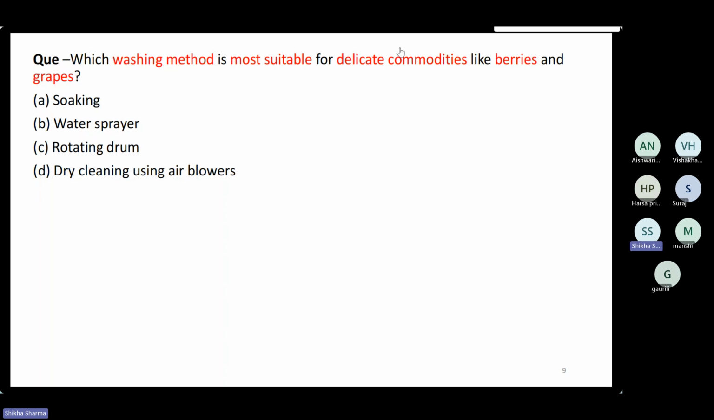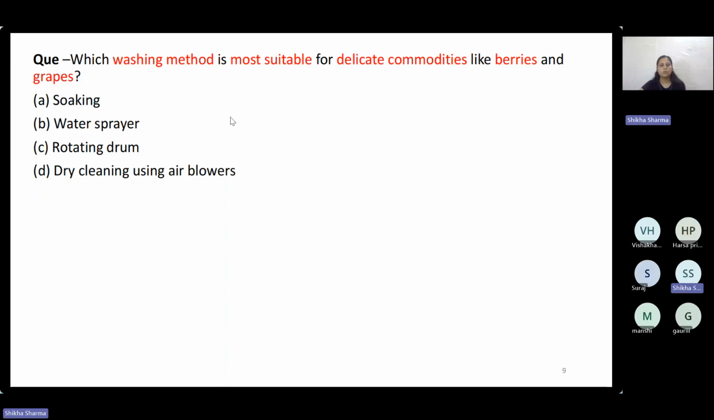Which washing method is most suitable for delicate commodities like berries and grapes? Soaking, water spraying, rotating drum, and dry cleaning using air blowers. Anyone would like to answer?